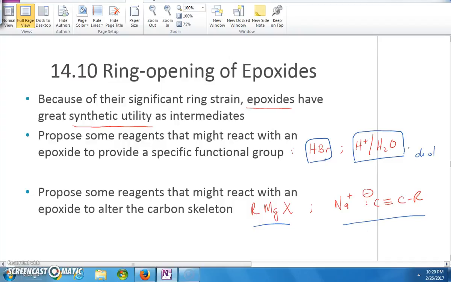Now, if you want to alter the carbon skeleton, then all you need to use is a Grignard. You can use a Grignard, or you can use an acetylide. So here you have a Grignard, and here you have an acetylide anion.